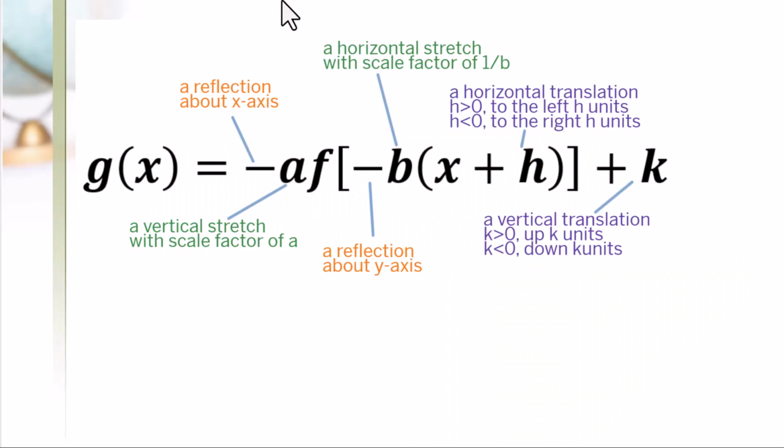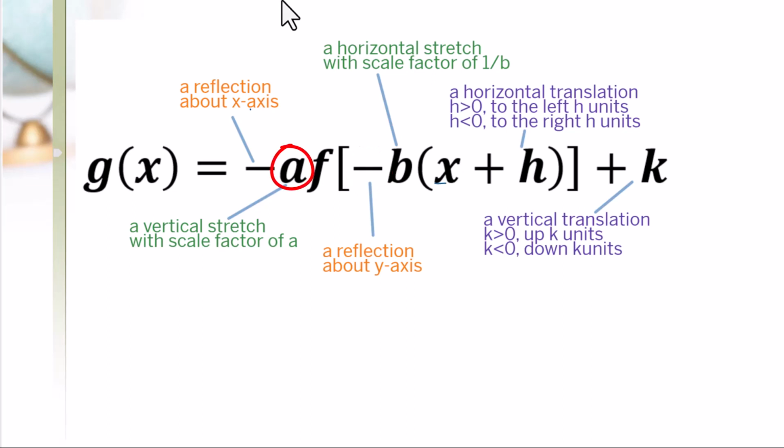First of all, let's review the transformation rule by using the words in IB math. For g of x equals negative a f of negative b x plus h plus k, the negative sign means a reflection about the x-axis. The negative sign with this x is a reflection about the y-axis.